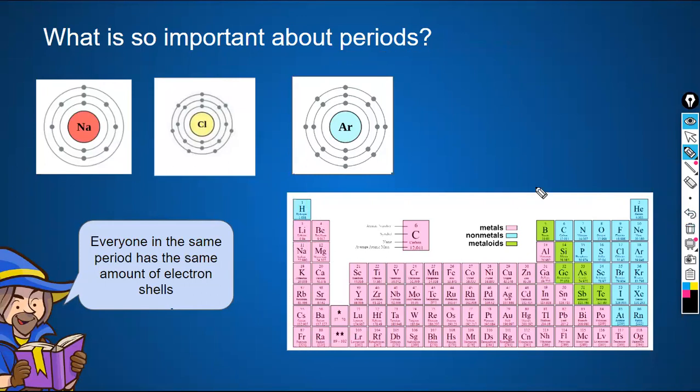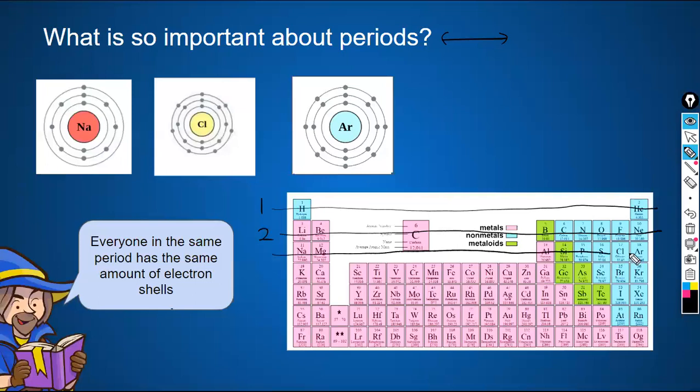Right, so let me just explain this here. So periods go from left to right. This is the first period. This is the second period. This is the third period, okay, and so forth, right? The periods indicate how much shells the atom will have.